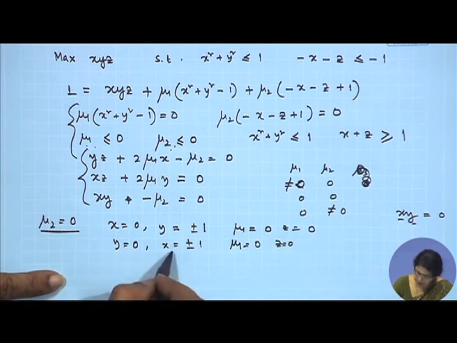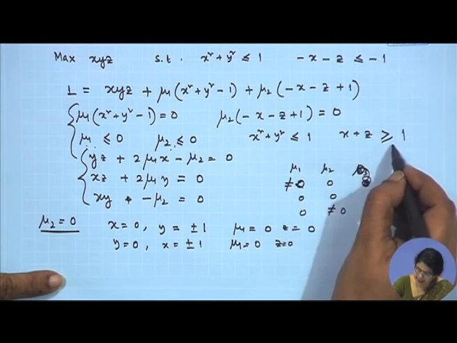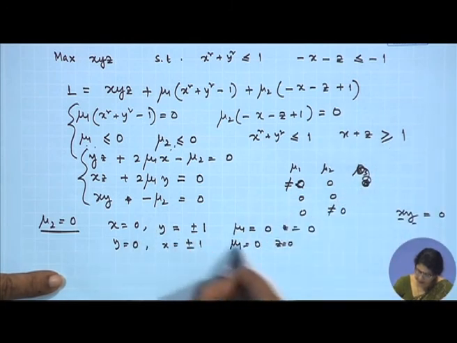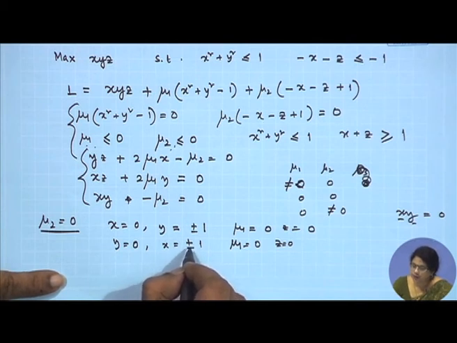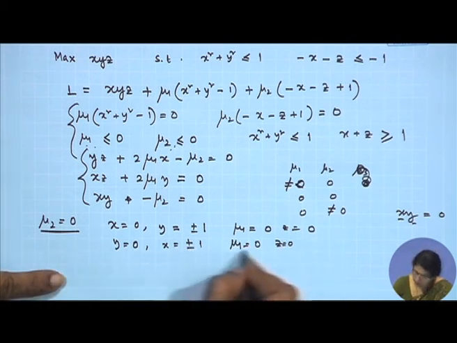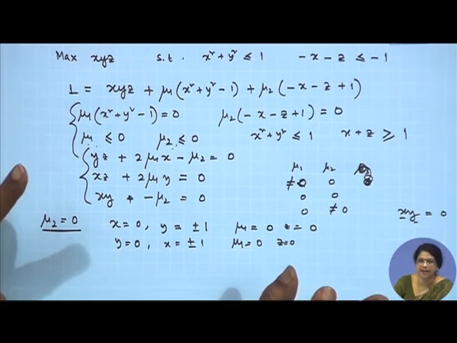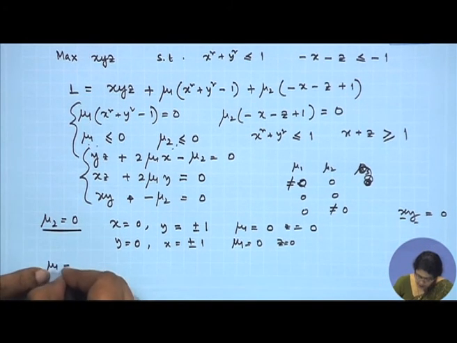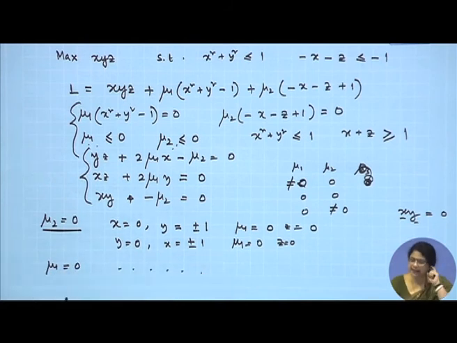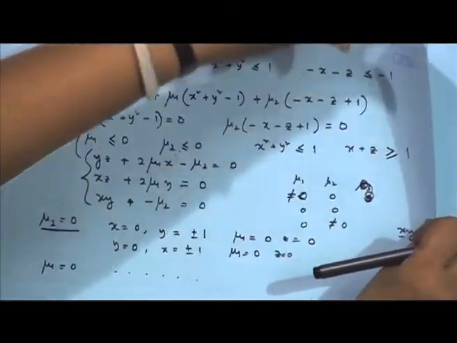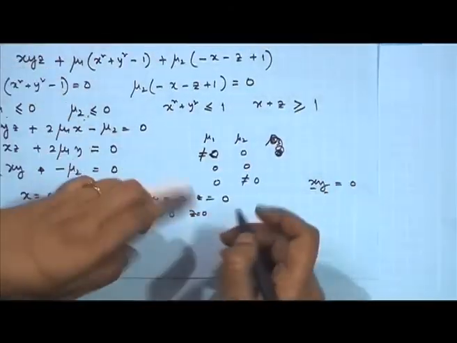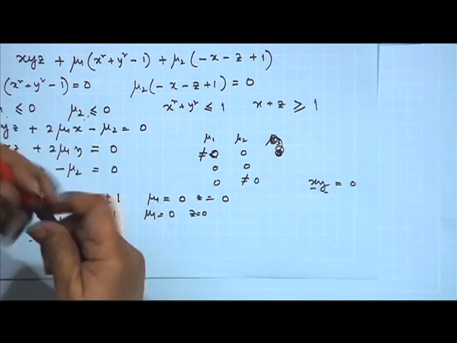If you substitute the values here, x plus z greater than 1 is not satisfied in the first case, but in the second case it is satisfied. That is why we get a set of KKT points here. I just wanted to say that. If mu 1 equal to 0, we will get another set of KKT points, and if mu 1 and mu 2 are both not equal to 0, we will get another set of KKT points. Ultimately, we will get an optimal solution from here.